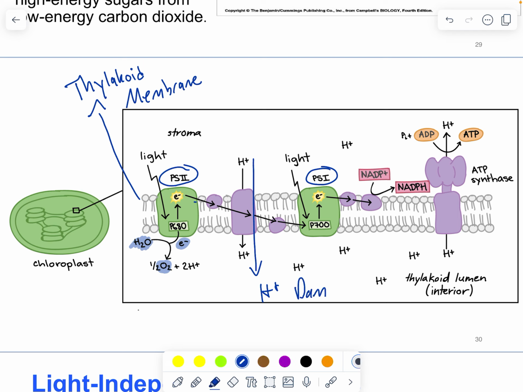And I'll just highlight it with a different color. Orange, fine. Like tons of hydrogens on this side in the interior. Tons and tons and tons. Not many out here, right? Not many. And so we're creating a lot of hydrogens on one side, not many on the other. That's called a gradient, okay?